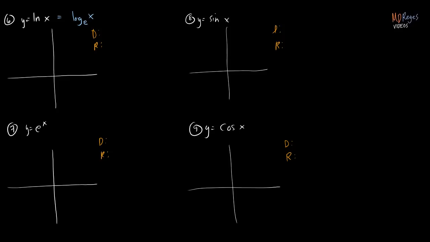The graph of the ln function is asymptotic to the y-axis, I'm sorry. When we say asymptotic, the graph will come closer and closer to the y-axis, but it will never touch the y-axis. So it passes through the point (1, 0), okay?